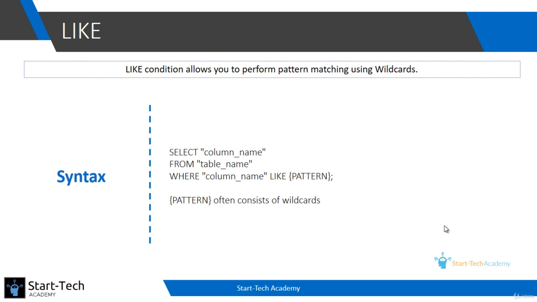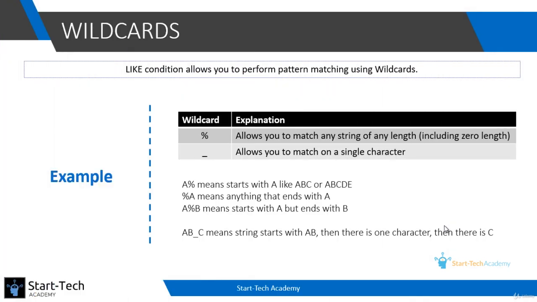The syntax of the like condition is: you select the columns you want from the table name, and when you are specifying the condition using the where clause, you use like and then you specify the pattern. To specify the pattern, we'll be using wildcards. As told earlier, a wildcard is a special character, a symbol that means something to SQL. When you are using wildcards with like, there are two particular wildcards used. One is the percent symbol. The percent symbol allows you to match any string of any length, whereas the underscore wildcard allows you to match only a single character.